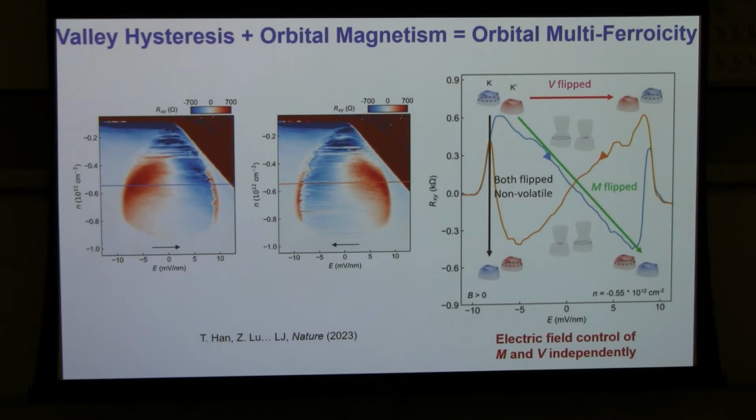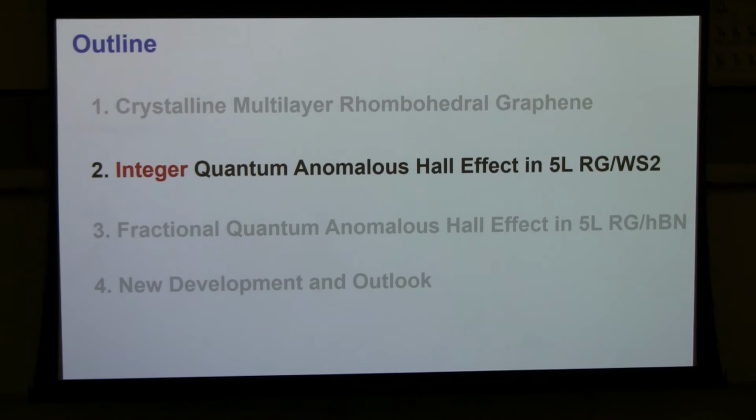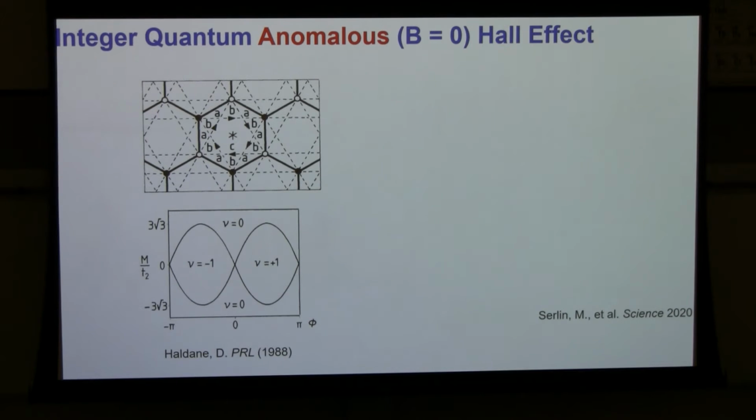Anyway, so this is the simplest form, okay? Now I'm going to add more flavor to it. I'm going to introduce a transition metal dichalcogenide, which is known to have strong optical coupling. And the goal is to reach integer quantum anomalous Hall. Not only anomalous Hall, but make it quantized, okay?